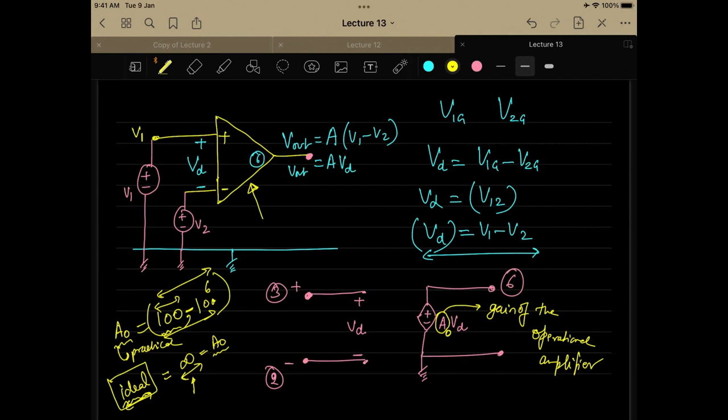In a very good situation, you want A0 to be as high as possible. Here you have between 100 to 10 to the power 6, but the moment you want A0 as high as possible, the best value you can get is infinity. I will tell you why you want this A0 as high as possible, why not as low as possible. This will be explained in the coming slide, which I will discuss now. Okay?